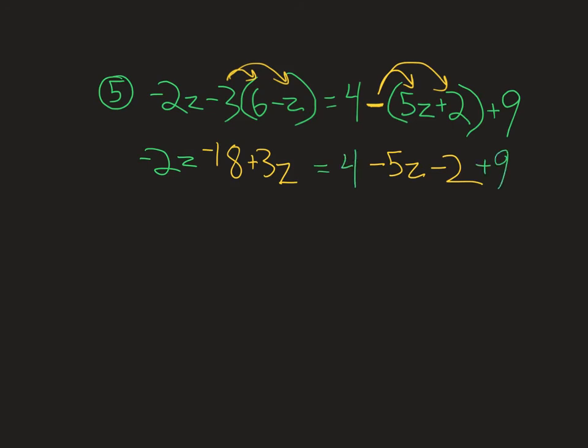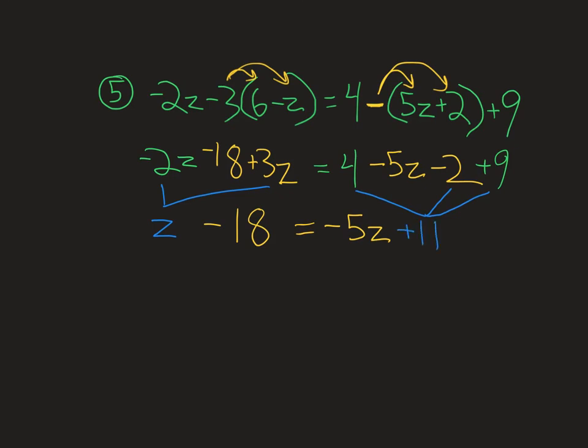Look for any like terms and let's combine them. We've got z's and z's here. Negative 2 and 3 is just 1z. We call 1z, z. Bring down that negative 18, and that's all that's left on the left. Right-hand side, there's just the negative 5z. There's no like terms to combine with it. We've got a 4, a negative 2, and a 9. Put them all together. 4 minus 2 is 2. 2 plus 9, 11. And there we go.